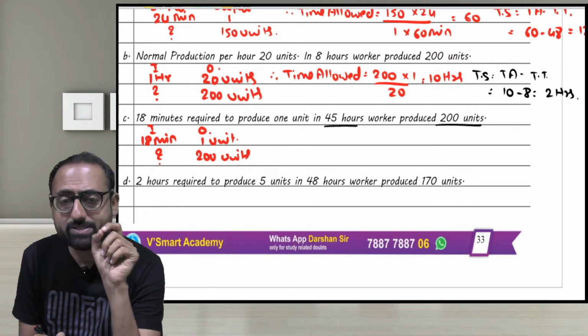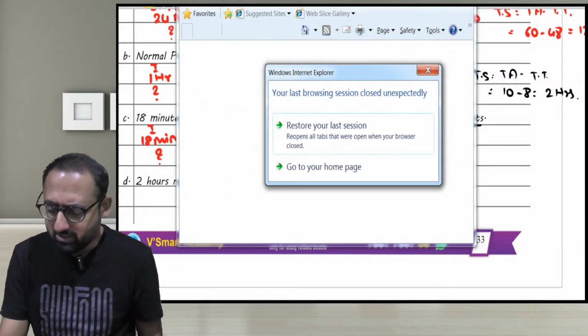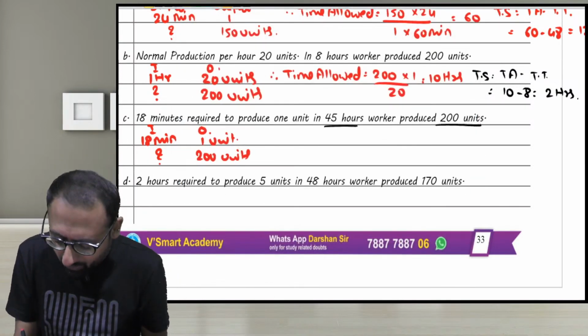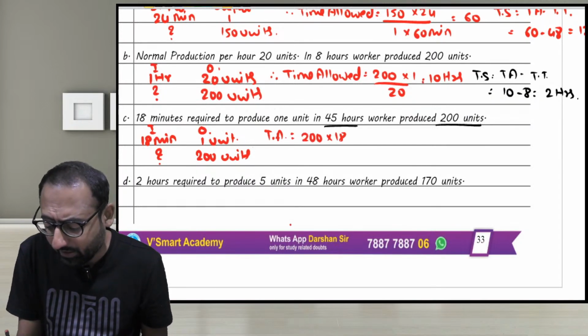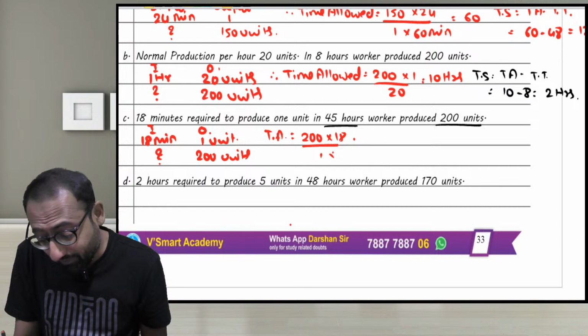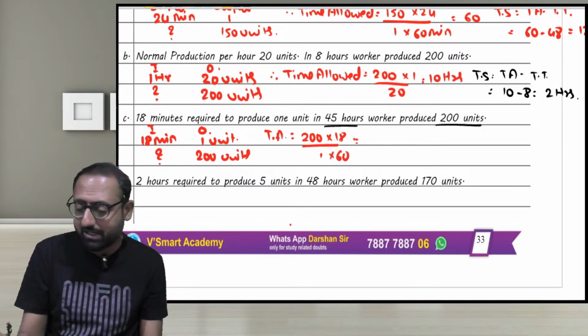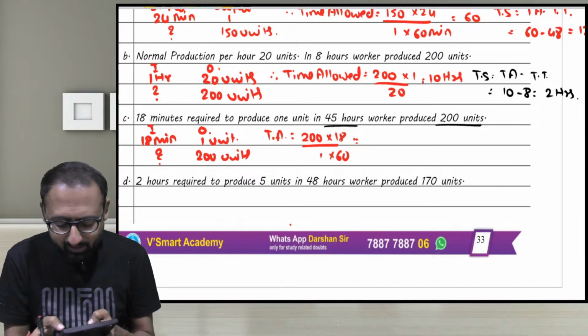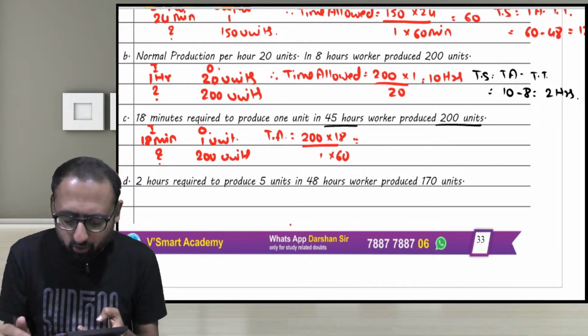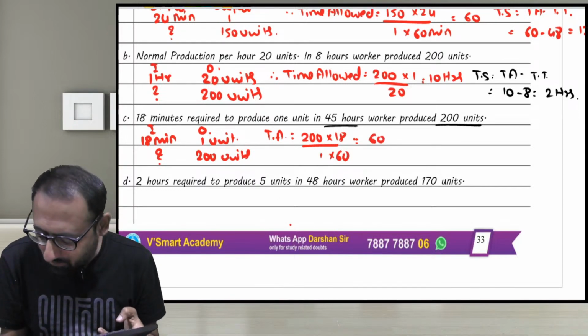I'm talking about how much hours will be required. So, guys, boys and girls, quickly you will answer that. Time allowed is equal to, cross multiplication will be there, 200 multiplied by 18 divided by 60, if you want to convert that into hours. So, Prabhu, here also your answer comes to 60 hours.